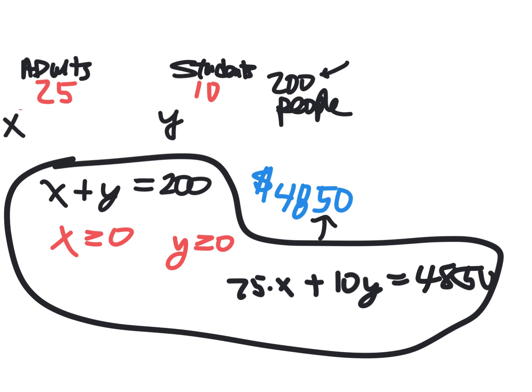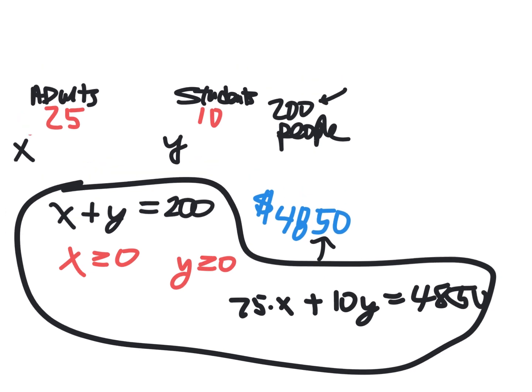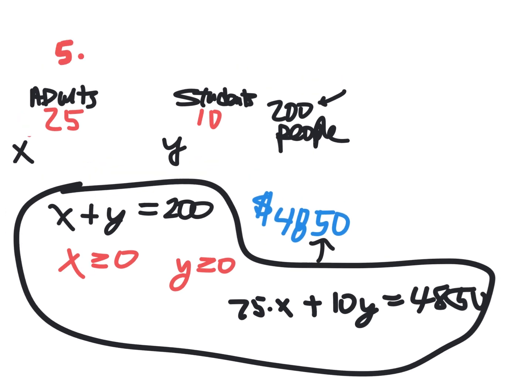So let's say the 4850 in the real world, is that actually pure profit for the play? No. But let's say they figured out that of each ticket, there is some profit that they're going to make on each ticket. Let's say on the adult tickets, they make $5 profit, and on the student tickets, they only make $2 profit. That means after all their expenses, they have cash left over at the end, which they can use to, I don't know, buy really cool costumes for their next play or whatever.